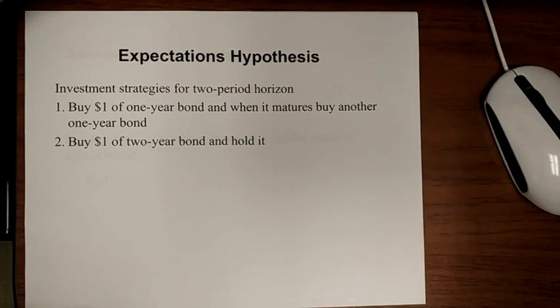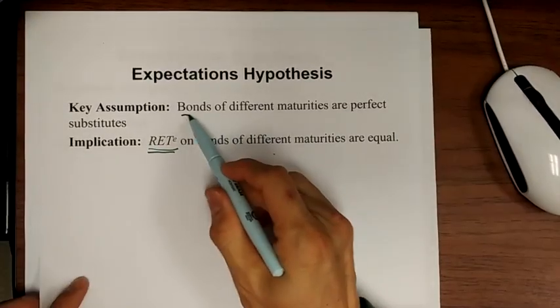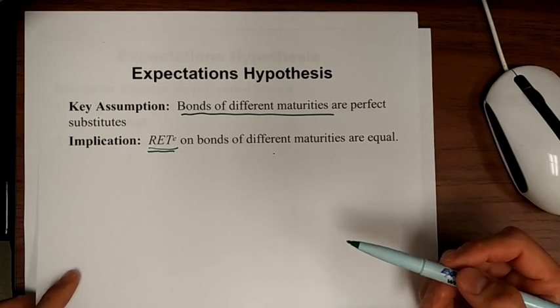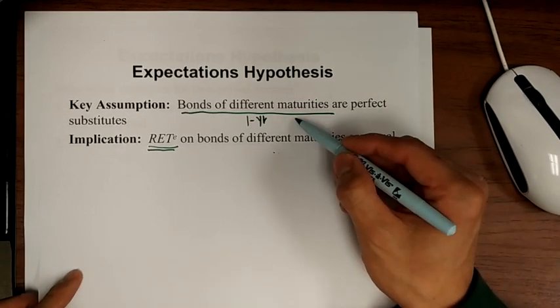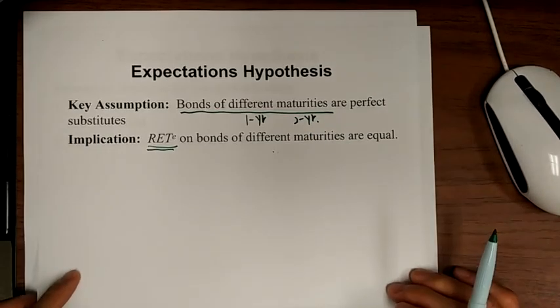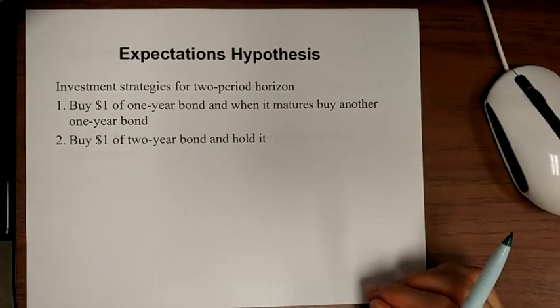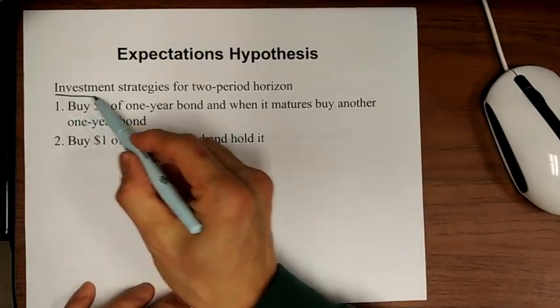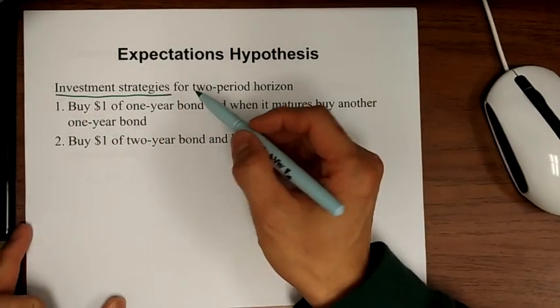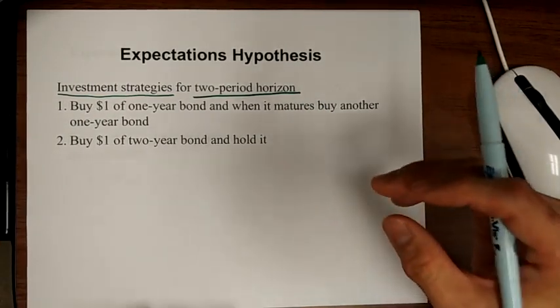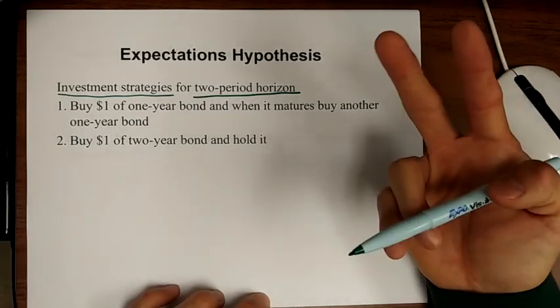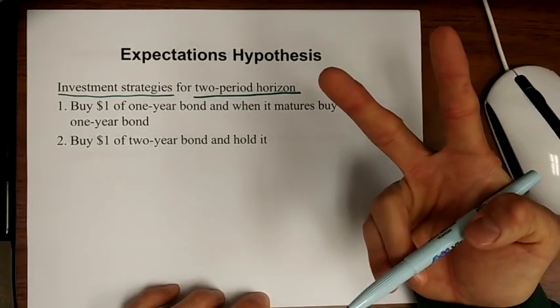Now, let me give you a simple example. Bonds of different maturities. Let's consider two maturities: a maturity of 1 year, and a maturity of 2 years. A very simple example. Now, you have two strategies, and your investment horizon is 2 periods. That is, you want to invest your money for 2 years. So you have two choices.